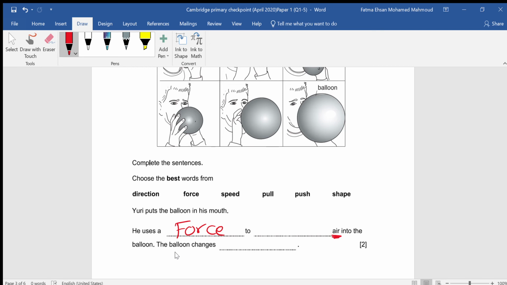To what air? What do I need to do with the air? To push the air into the balloon. At the end, the balloon changes what? The balloon changes its shape. Great job.